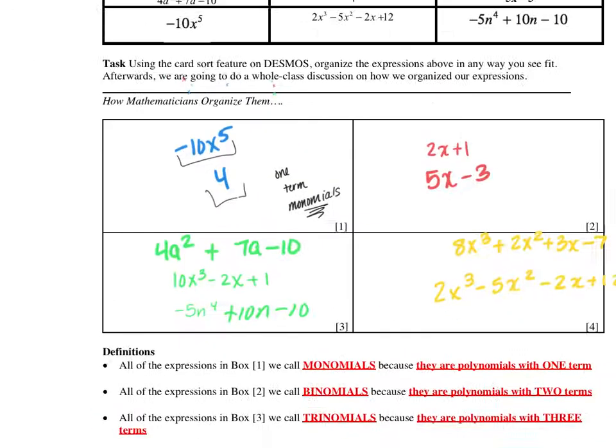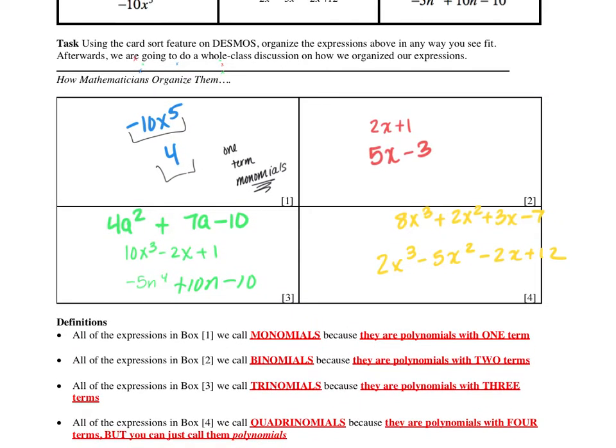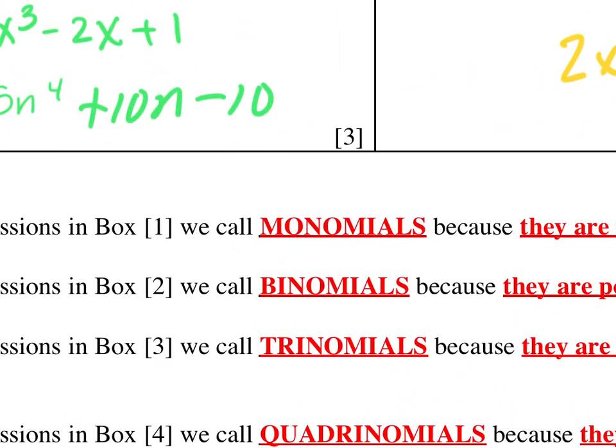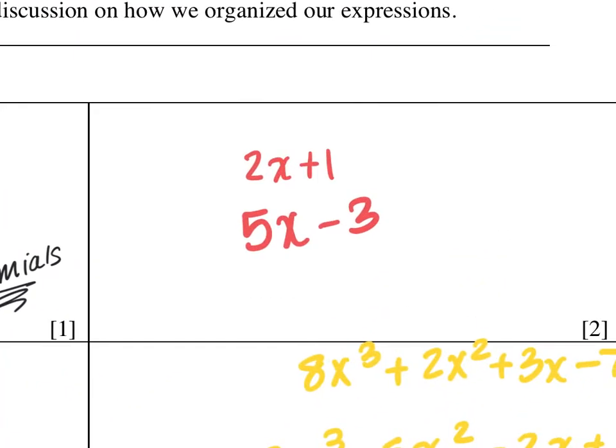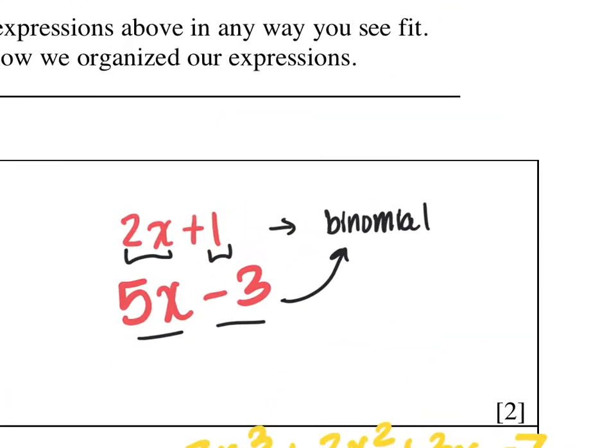Now, when we go into box 2, we call these binomials because they are polynomials with two terms. Think of a bicycle with two wheels. That's what we mean by a two-termed polynomial. So for instance, I have 2x plus 1. 2x is a term, 1 is a term. Boom, that's a binomial. 5x is a term, minus 3 is a term. Boom, that's also a binomial. So binomials are expressions with two terms.